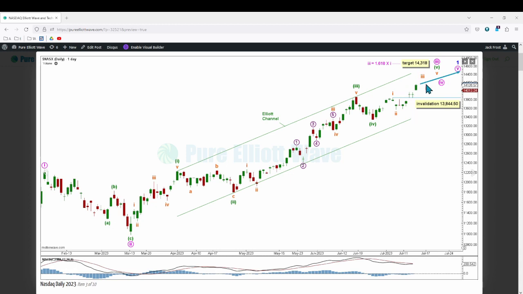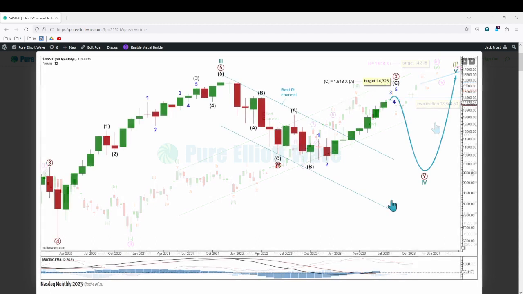Subminuet wave 3 within minuet wave 5 is expected to push price higher, though it may be over at this last high here. If it is over, no part of subminuet wave 4 can enter subminuet wave 1 price territory at 13,844.50.